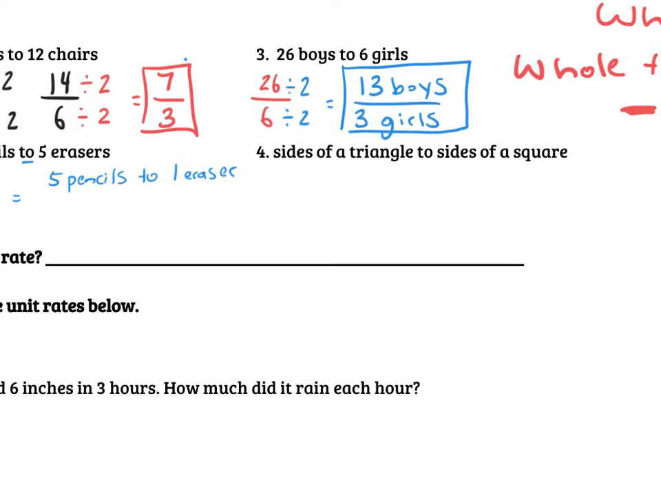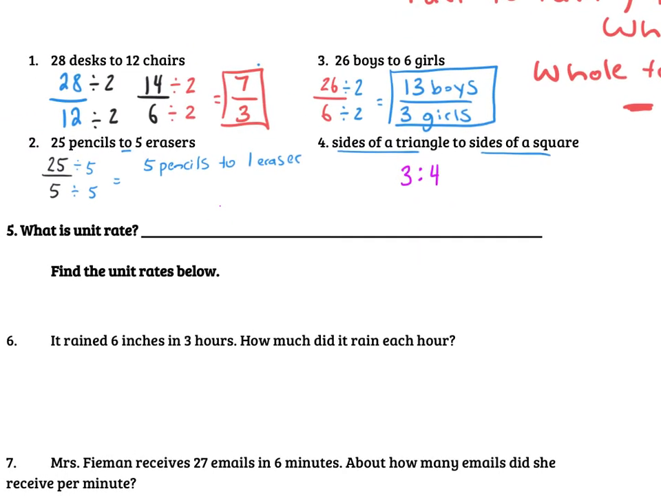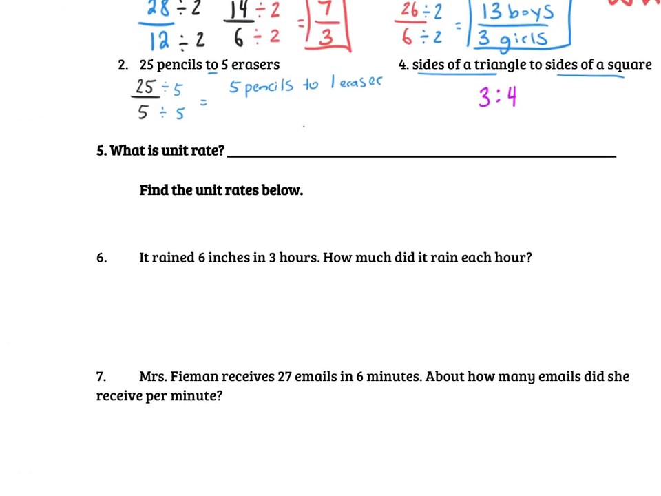Number 4, the sides of a triangle to the sides of a square. Tell me what you got for your ratio on this one. You should have gotten 3 to 4. 3 sides of a triangle and 4 sides of a square.